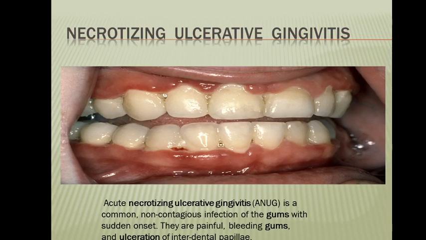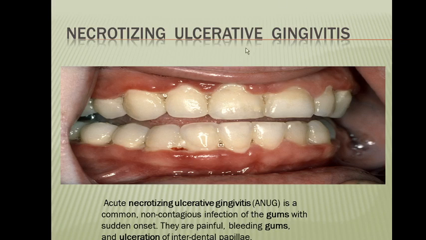I hope you're fine. Today we're going to talk about necrotizing ulcerative gingivitis. What is acute necrotizing ulcerative gingivitis? It is a common non-contagious infection of the gums with a sudden onset. They are painful and there is bleeding gums and ulceration of the interdental papillae.